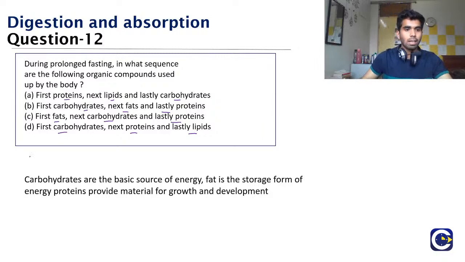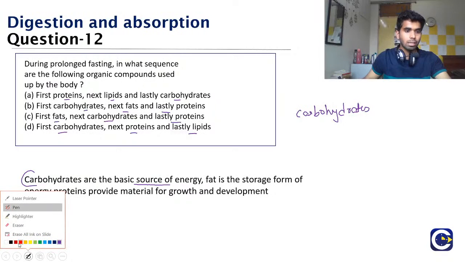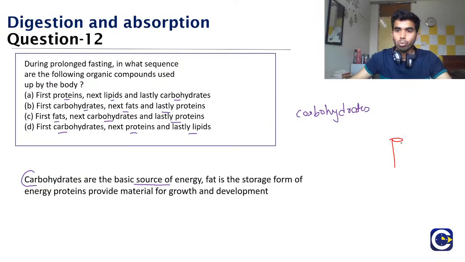So see, carbohydrates are the basic source of energy. It means that at all times in our blood, carbohydrates are present. It is in the form of glucose. Glucose is traveling every second in our blood, and it provides energy.